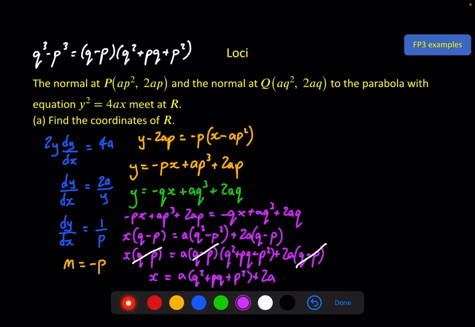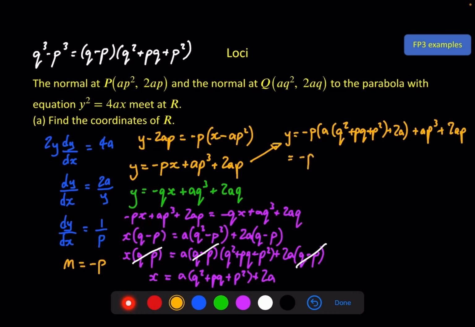But we also need the y coordinate. So we're going to have to put this back into one of these two equations. It doesn't matter which one. I will put it back into the p equation. So substituting x back into here, we get y is equal to -p times x, which is a(q² + pq + p²) + 2a, and then from the y equation we also have + ap³ + 2ap. Now I should try and simplify this a little bit if I can, so I'm going to expand everything out and see if that helps.